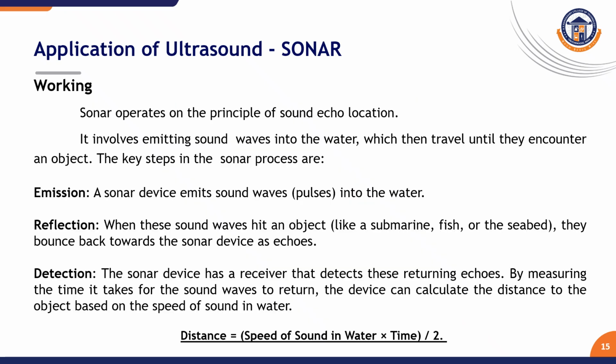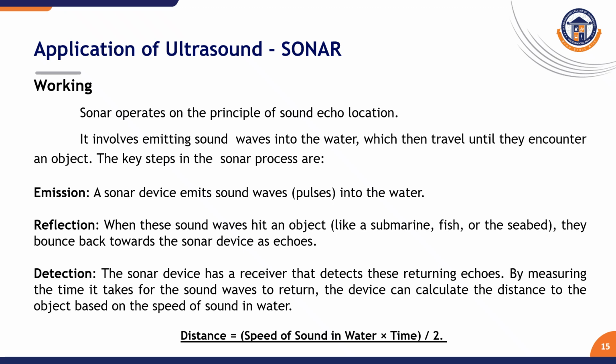The working of sonar. Sonar operates on the principle of sound echolocation. It involves emitting sound waves into the water, which then travel until they encounter an object. The key steps in the sonar process are: Emission, a sonar device emits sound waves into the water. Reflection, when these sound waves hit the object, they bounce back towards the sonar device as echoes.